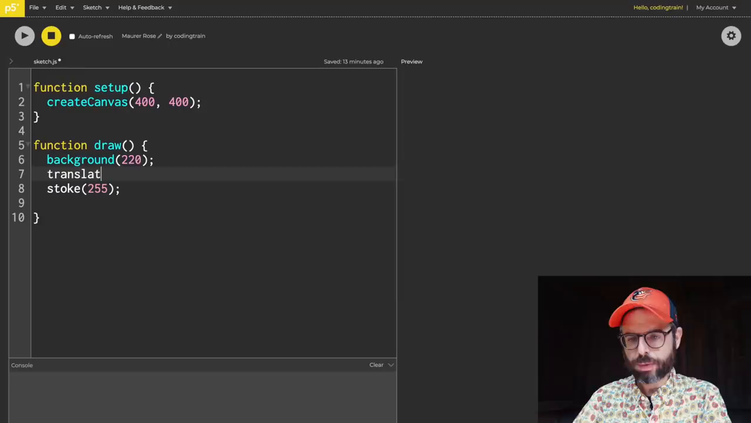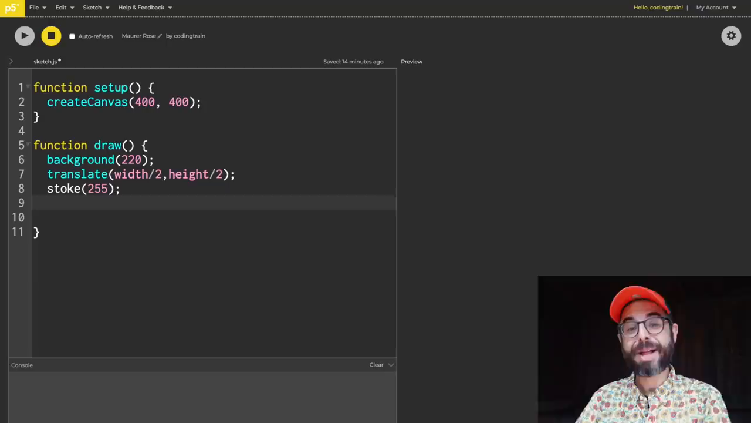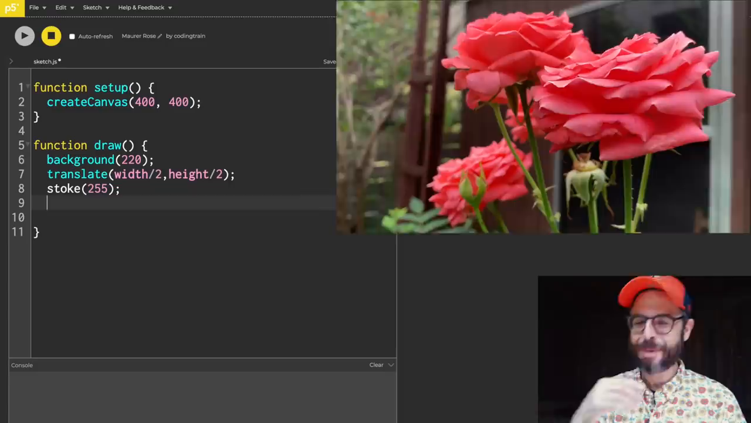By the way, I had some beautiful roses in the garden out there. I'll show you some footage that I took a week ago. They're not there anymore, but that's kind of inspired me to do this idea.